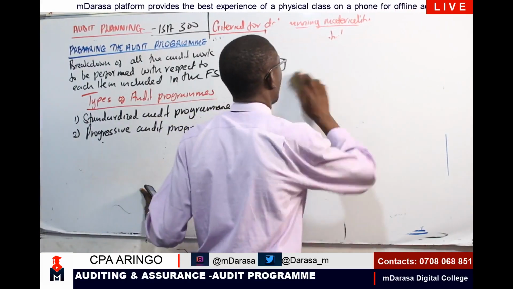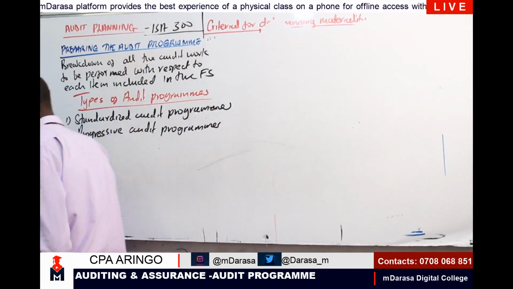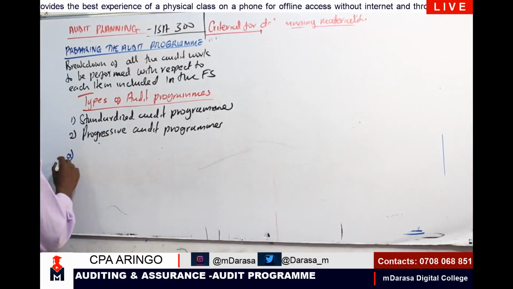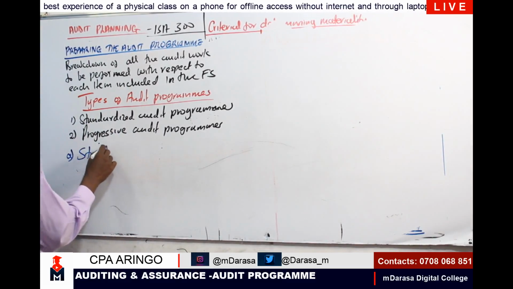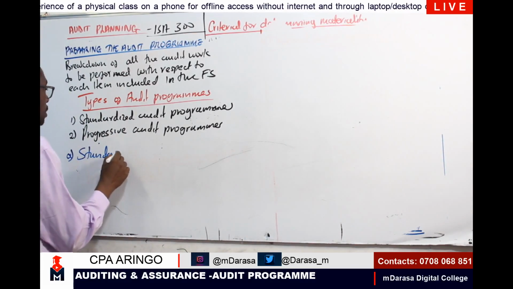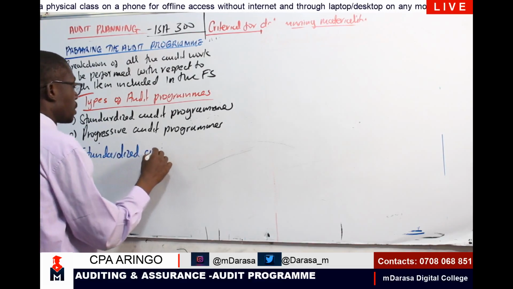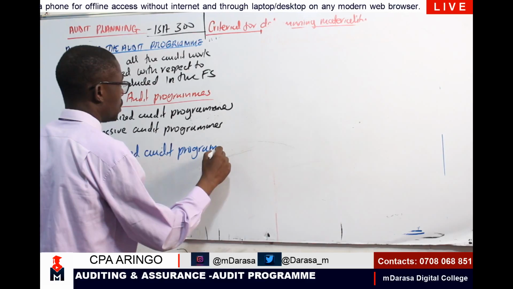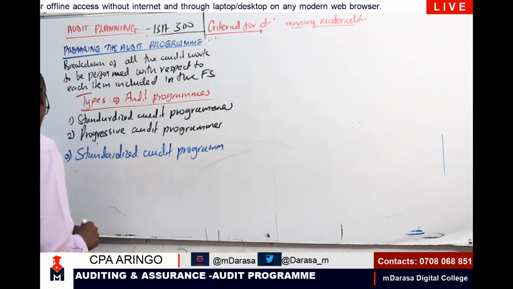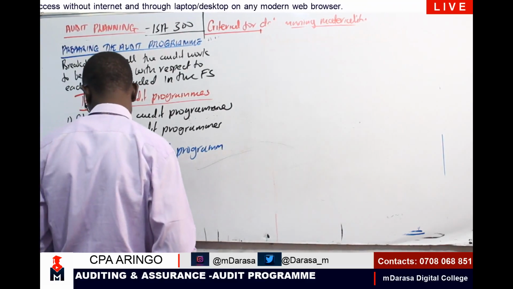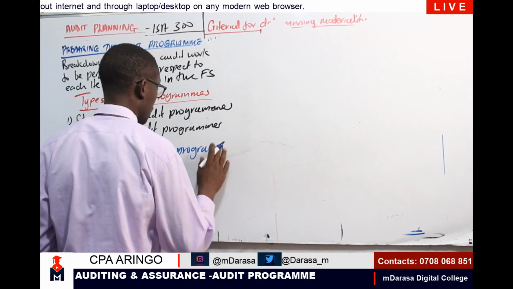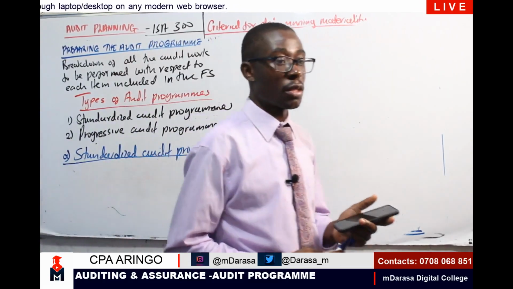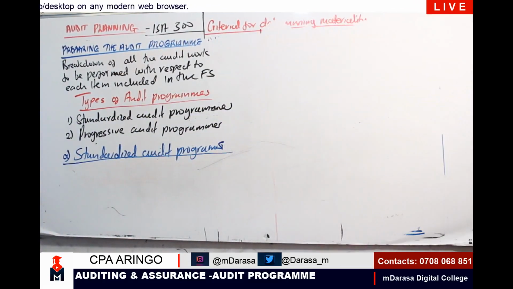And I know from the word, we can clearly come up with the aspect of definition. So A, we are talking of the standardized audit program. It will be very important for us to understand what standardized audit programs are.